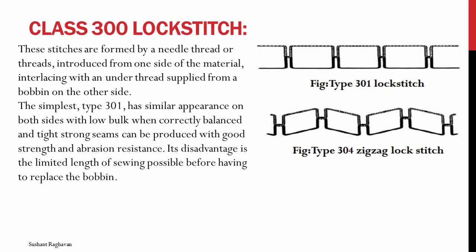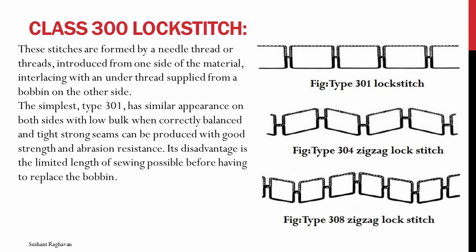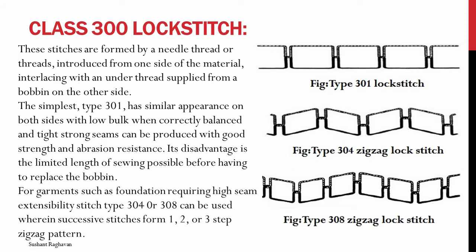Figure type 304 zigzag lock stitch. Figure type 308 zigzag lock stitch. For garments such as foundation wear requiring high seam extensibility, stitch type 304 or 308 can be used, wherein successive stitches form a 1, 2 or 3 step zigzag pattern.